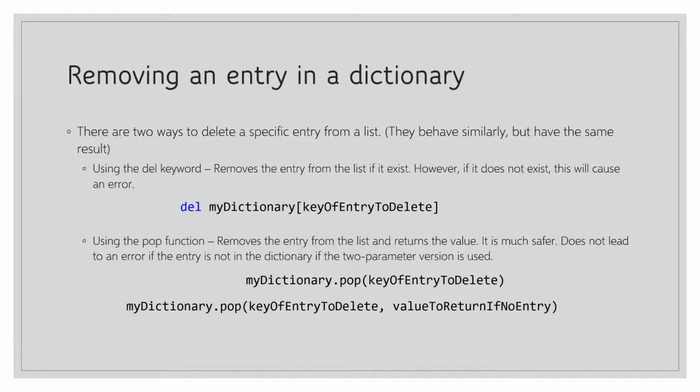Now, the more useful pop function to use is the two-parameter one, because it works the same way. The first parameter is the key of the entry you want to delete, and then the second parameter is the value to return if the entry doesn't exist. So if the entry does exist, the second parameter isn't used at all. But if it doesn't exist, then instead of crashing, the function will just return that value. So it's very useful to set that second parameter to a value that cannot be found in the dictionary. That way you can check if your pop was successful or not.